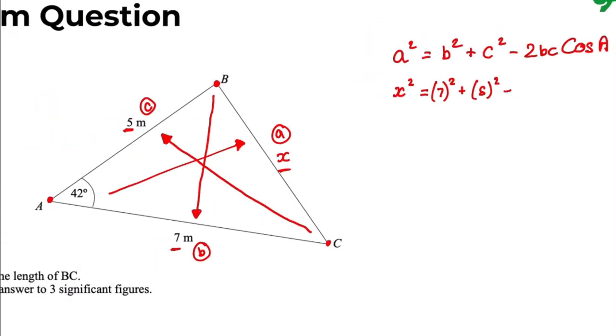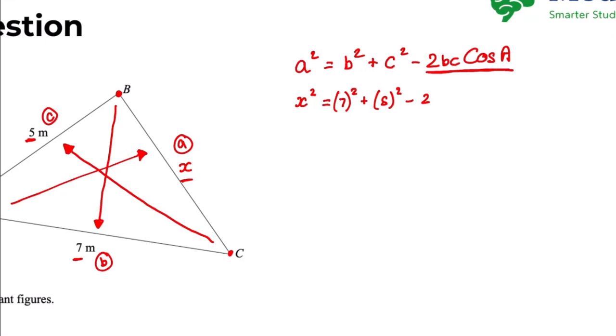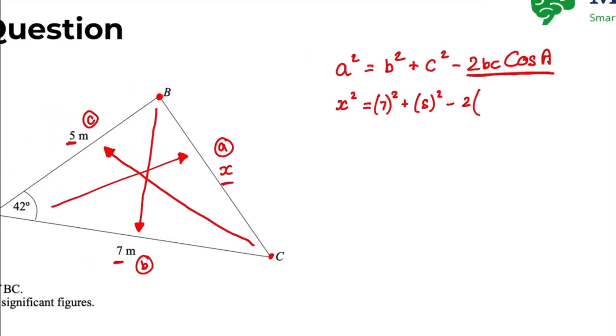And then we're going to subtract 2. And remember, all of this is being multiplied. Whenever it's being multiplied, just add in brackets and then type into your calculator. So 2, lowercase b is 7.